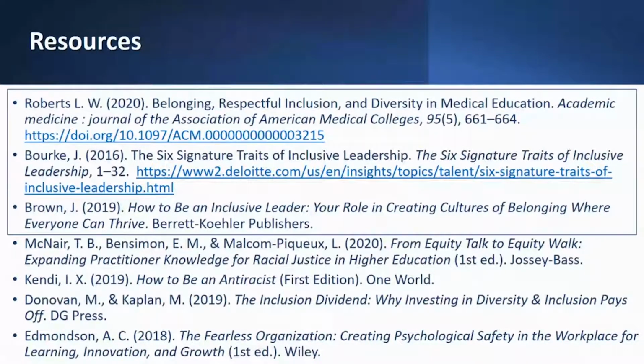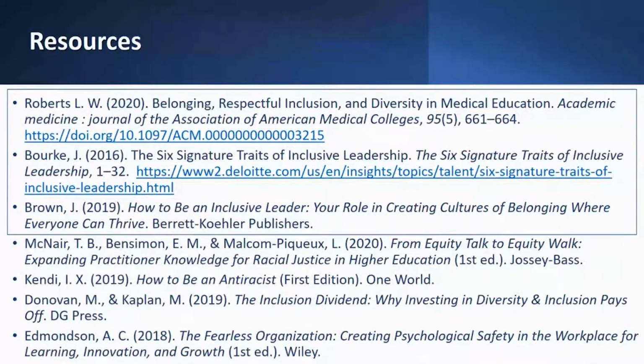Of course, I have to share Dr. Kendi's book on how to become an anti-racist. This book obviously became quite popular in the last couple of years as many organizations and as individuals, we were struggling, right, and trying to understand what was happening in the world.